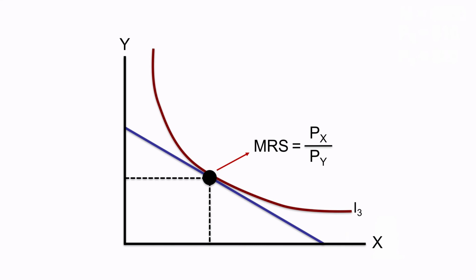When a consumer's marginal rate of substitution is different than the ratio of the prices, the consumer is always able to afford greater satisfaction by switching consumption.